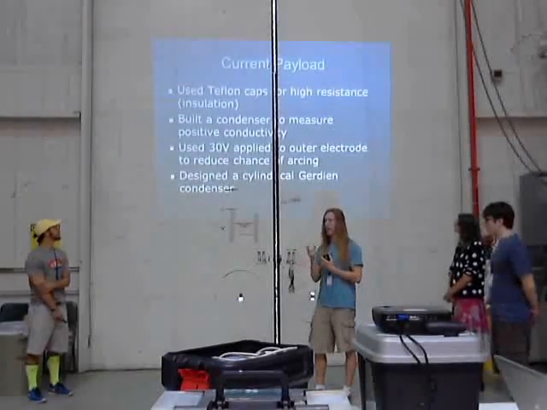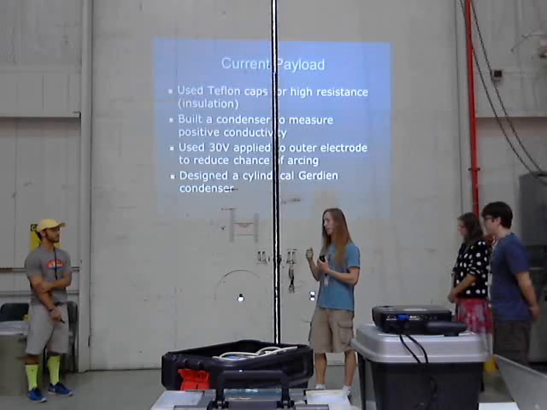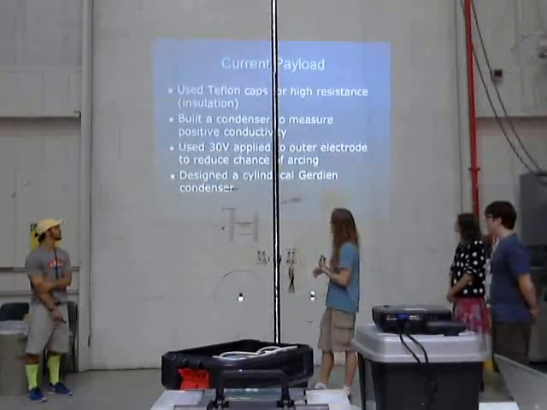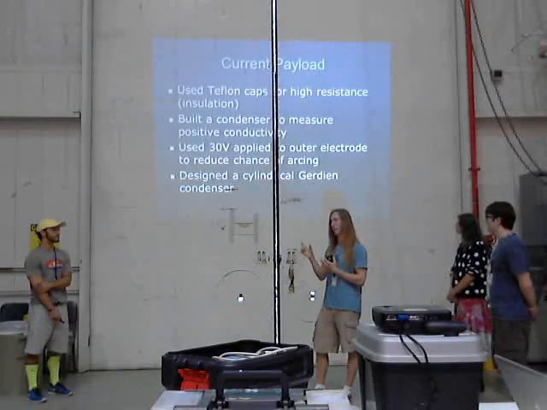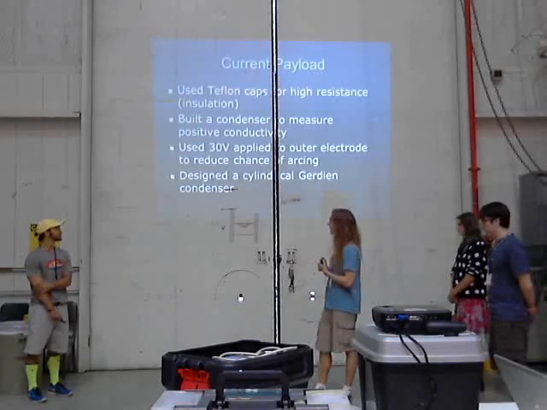Additionally, we shaved down the amount of Teflon used because Teflon is very heavy. We used slightly less material for the capacitor itself, again to cut down on weight, and it was determined that 30 volts would be a good voltage to detect a significant number of ions in the atmosphere.